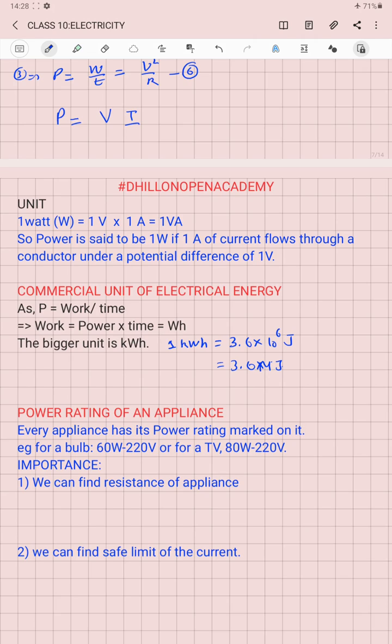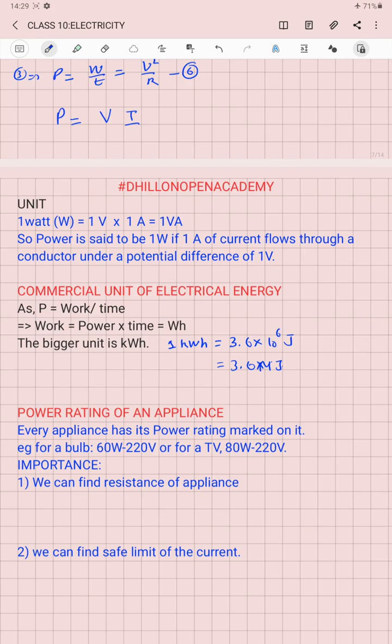But one thing you have to remember, that if operating voltage changes, then the power consumed by the appliance will also change accordingly. So if the bulb is not operating at 220 volt, but is operating at a greater voltage, say 250 volt, then it will also consume power greater than 60 watt.